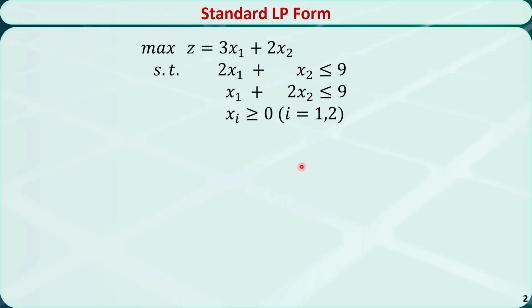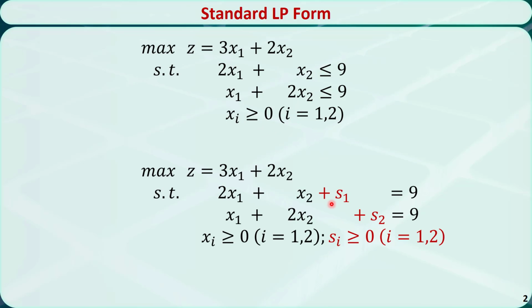This is a linear programming problem. It's a maximization problem with two variables. We need to convert it into the standard form by introducing two slack variables s1 and s2 to make these equality constraints. All the variables are greater than or equal to 0.